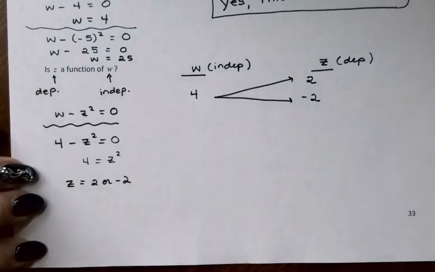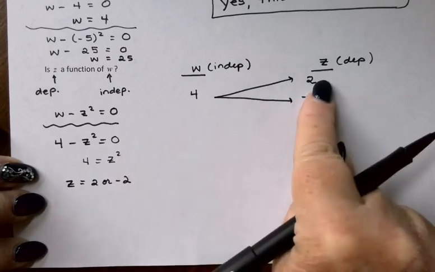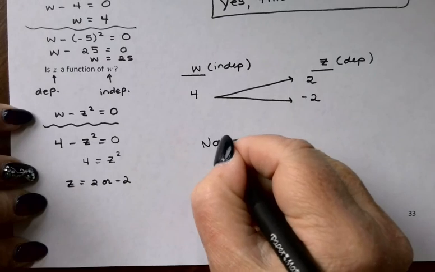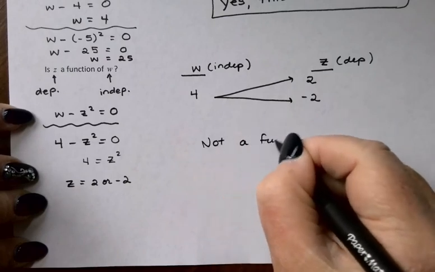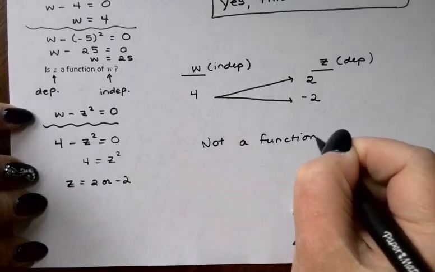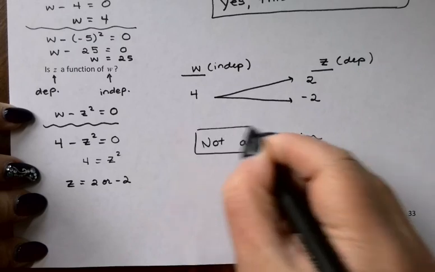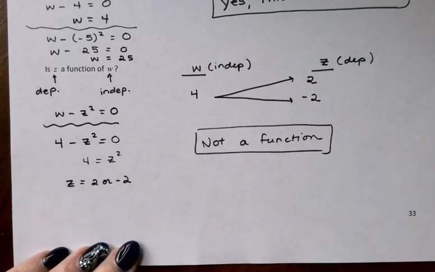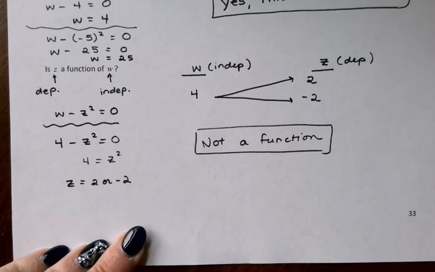I've already shown that this is not a function because I've got an input with more than one possible output. So I don't have to test anymore. All right, so that was an example of an equation or a relation that was defined using an equation. Let's look at a couple of others to wrap up this part.